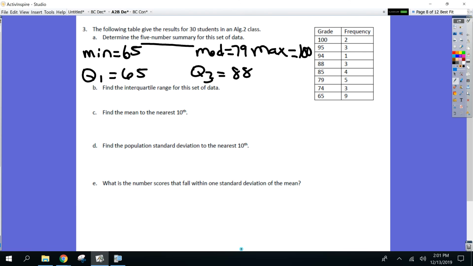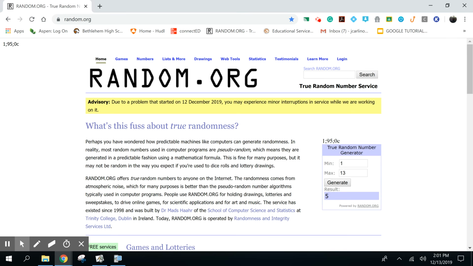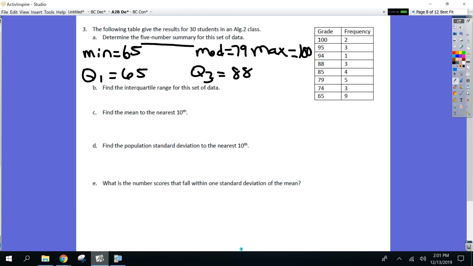Looks good. Remind me, beginning of class, how do we find interquartile range here? Interquartile. Oh, yeah. How do we find interquartile? Yep. So 88 minus 65. Let me know what you get there. We do have 23. Yep, here we go.